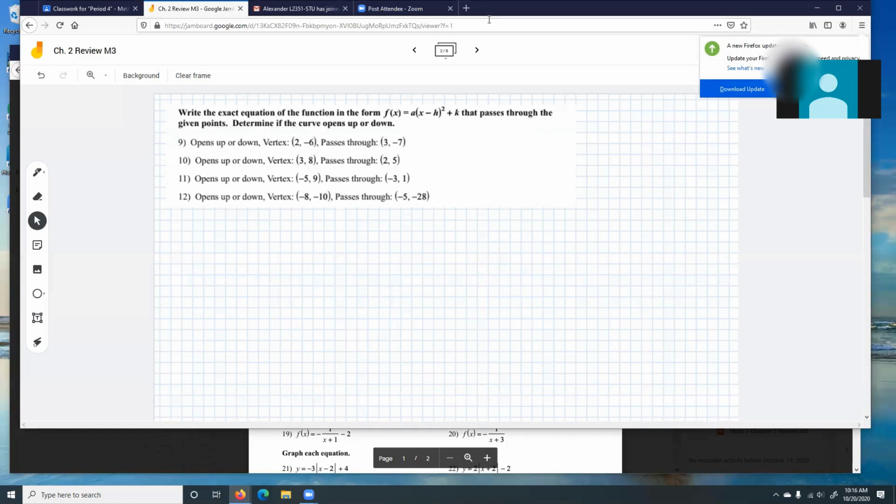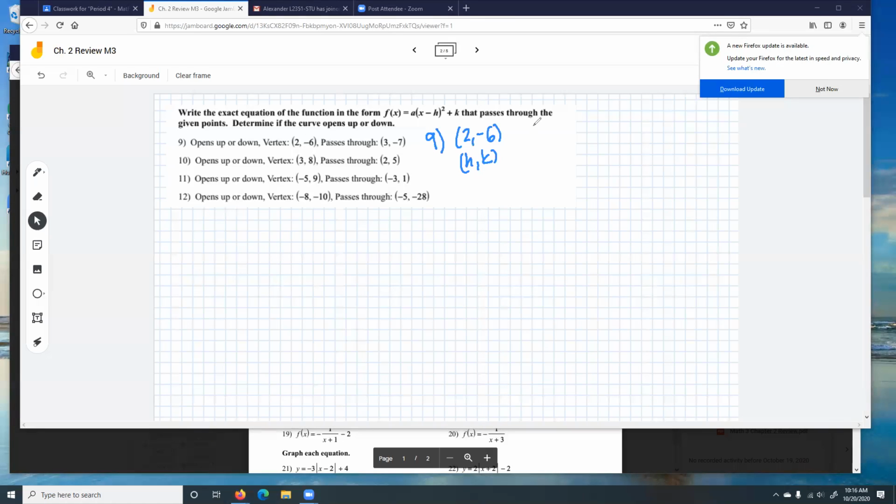Let me get my pen back. There we go. Okay, so number 9, I have the vertex at 2, -6. That's my h, k, right? And then one of the points is 3, -7. That's my x and my y.